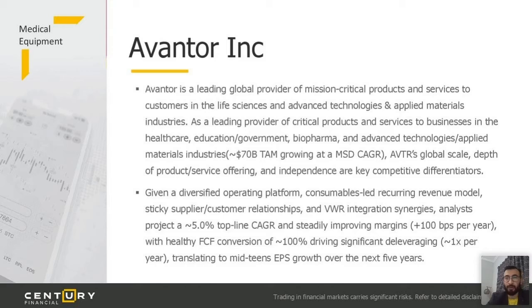Cash flow is also one of the most important factors which you have to see when you are choosing a stock. There should be enough cash flow to support interest, to support liabilities, and to make sure that proper debt management is there. So these kinds of stocks are something we are looking at, as a leading provider of critical products and services to businesses in healthcare, education, government, biopharma, and advanced technologies and materials industries. The depth of the product and service offering and independence are its key competitive differentiators. So this is something we are doing research on.